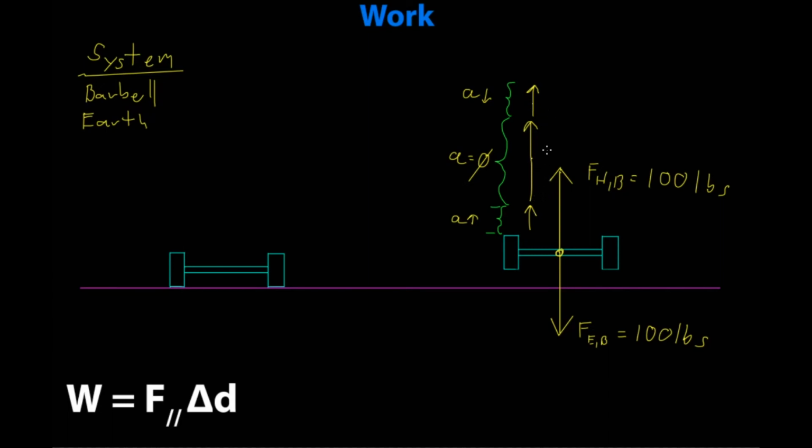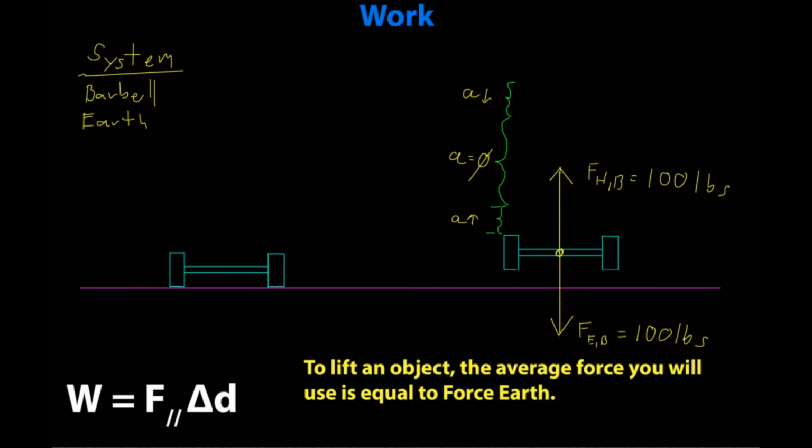That means, what is the average force you're using to lift the barbell? The average force you're using is 100 pounds. During the acceleration period, you may be pushing with a little more, a little less, but your average is still 100 pounds. That means to lift an object, the average force you will use is equal to force Earth.